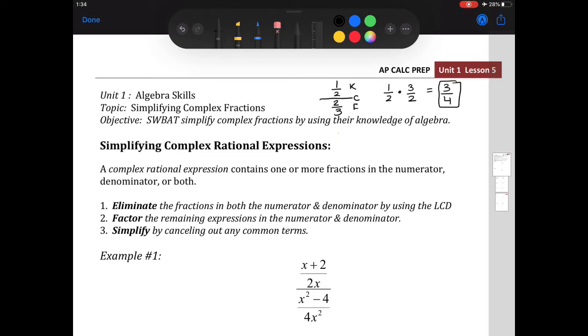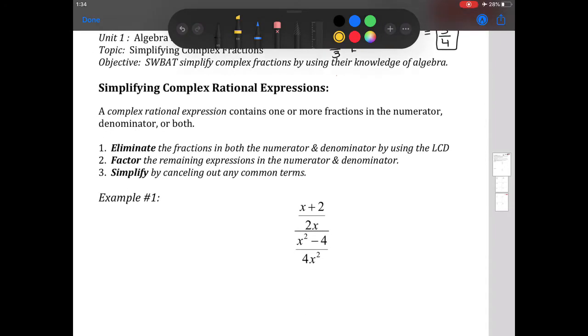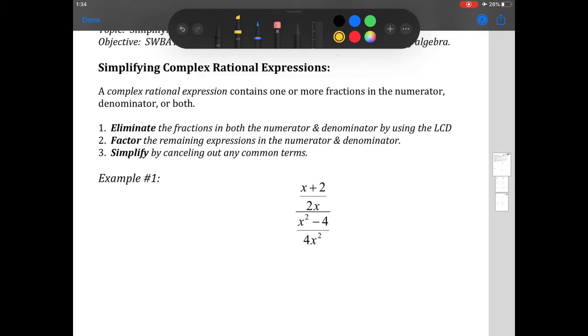This was just using numbers. Now we're going to do some algebra. We'll have variables in there, but one major thing that you need to remember is that your numerator and your denominator must be one fraction. If there is more than one fraction in the numerator or the denominator, you need to condense it by taking the LCD and so on. So let's get started with example 1.